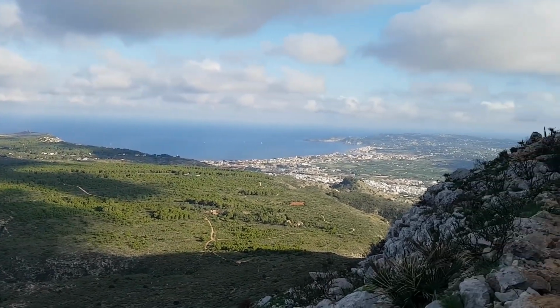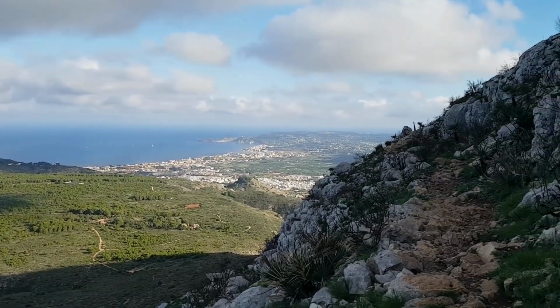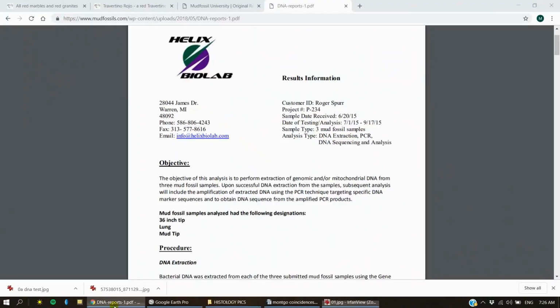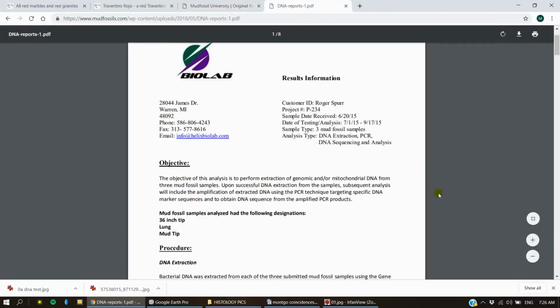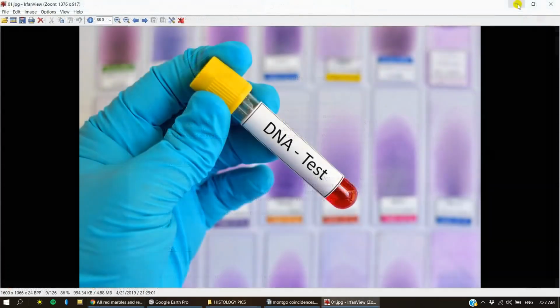I've heard that it's challenging to find reputable laboratories that will touch these kinds of tests now. Might have something to do with what Roger from Mud Fossils University has already done: 3 different DNA tests, and apparently all 3 have come back conclusive for humanoid DNA. You can go to his website, click on the PDF, and download the report.